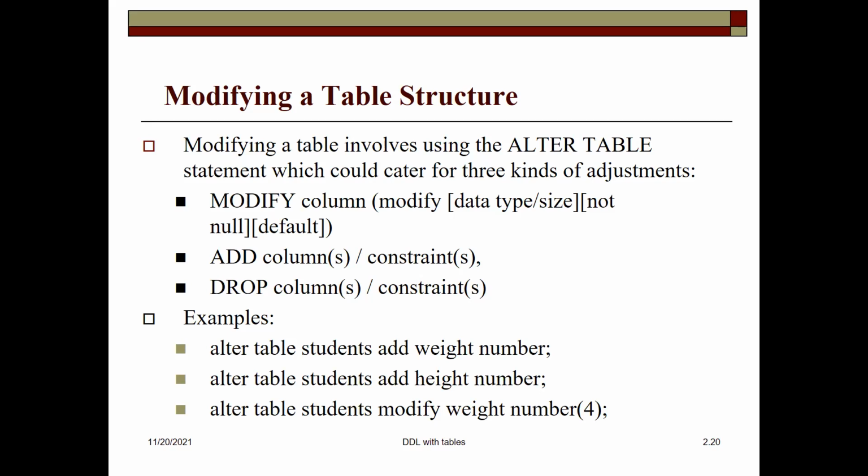So the same thing applies if you want to remove a column. If you want to remove a column called reg number, you can drop the column, or you can also drop the constraint. You can drop the constraint unique. You can drop the constraint primary key. So those are the 3 types of adjustments that you can put on your table.